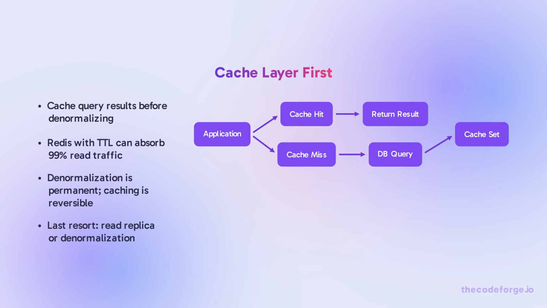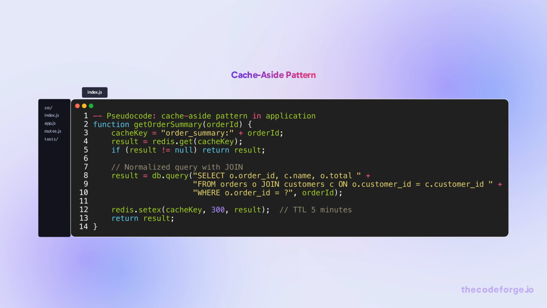Denormalization is a permanent schema change that complicates writes. Caching is temporary and reversible. Only denormalize when caching isn't enough. Here's a cache-aside pattern. The application first checks Redis. If not found, it runs the normalized query with a join, then stores the result in cache with a TTL. This avoids denormalization while still providing fast reads.